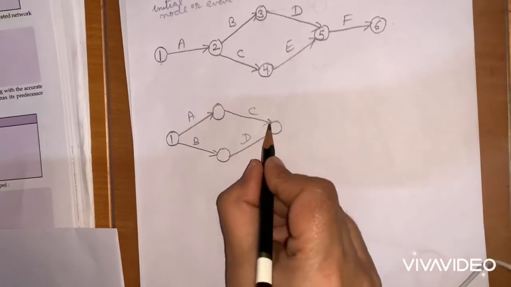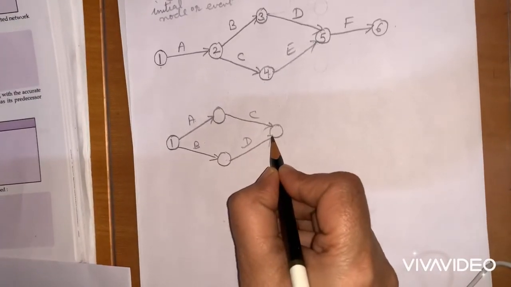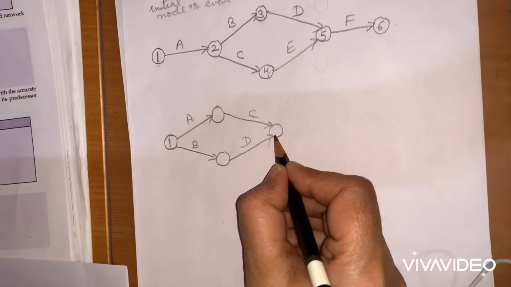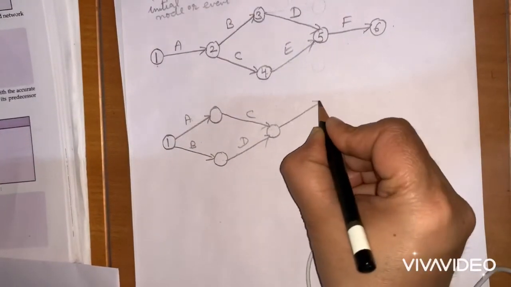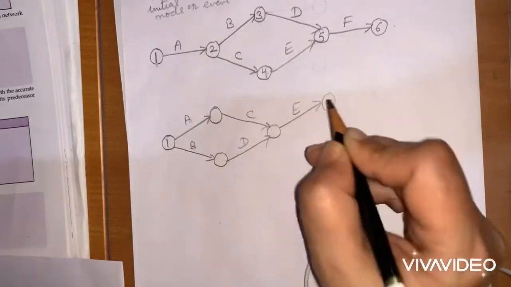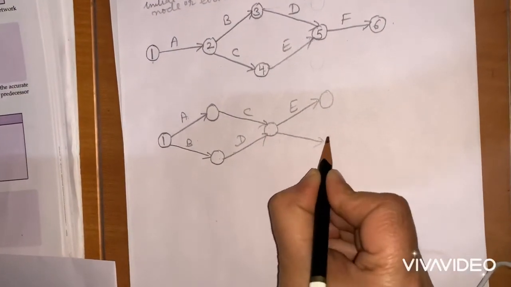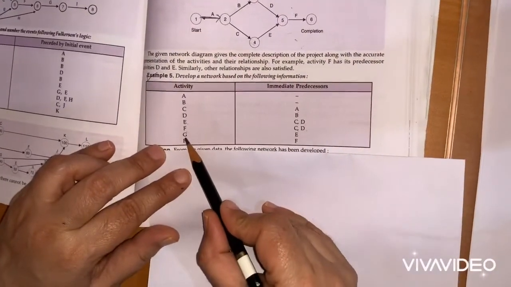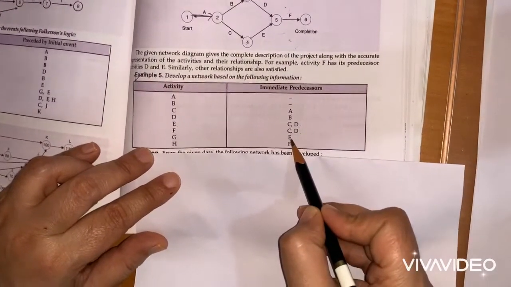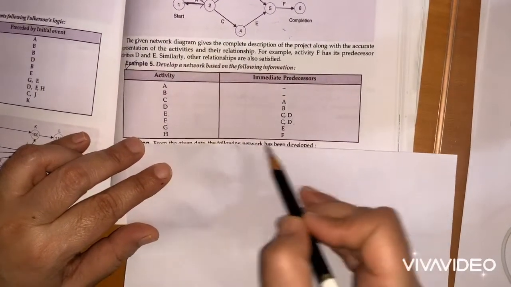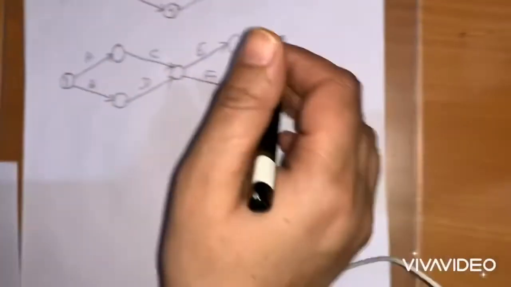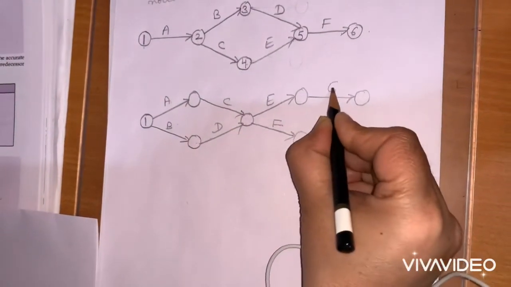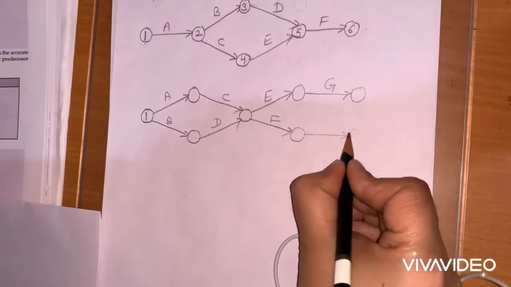But as they are the immediate predecessor activities for common activities, that is E and F, they must end at one common event. So from this I have drawn E activity and F activity. Next is G activity. For it, the immediate predecessor activity is E, and for H, the immediate predecessor activity is F. It seems like we will draw it like this, G and H.